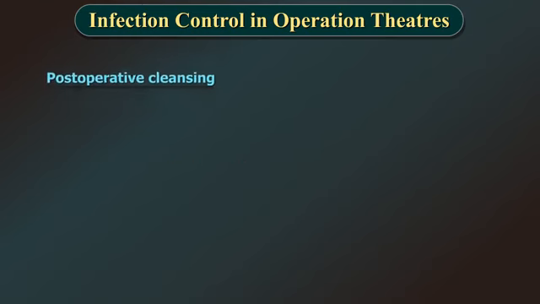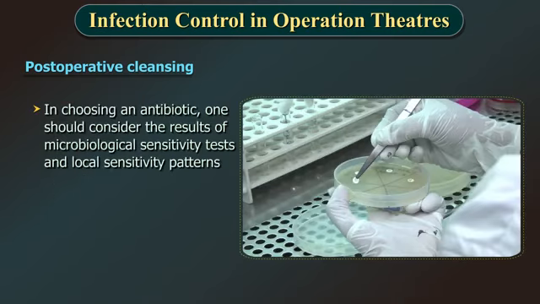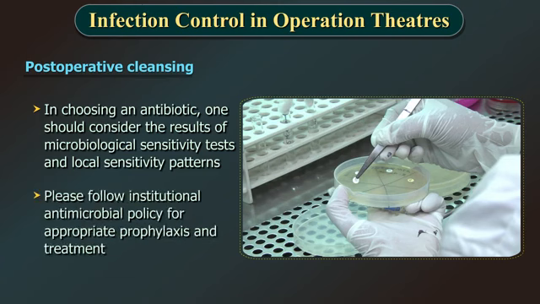Post-operative cleansing. The most appropriate and preferred cleansing solution is sterile normal saline because it is non-toxic and the isotonic solution does not damage healing tissues. The objective is to remove excess wound exudate or any mobile slough and wound debris. In choosing an antibiotic, one should consider the results of microbiological sensitivity tests and local sensitivity patterns. Please follow institutional antimicrobial policy for appropriate prophylaxis and treatment.